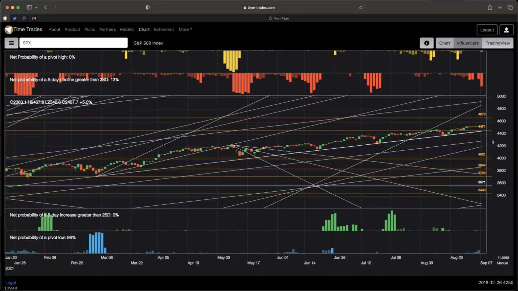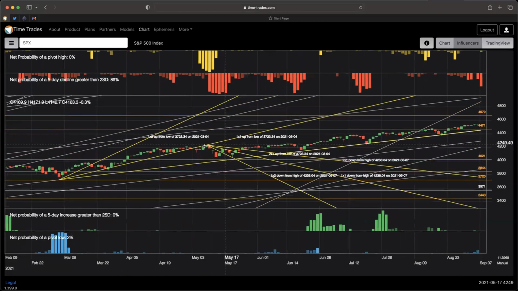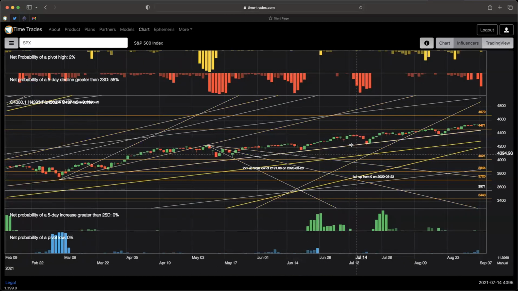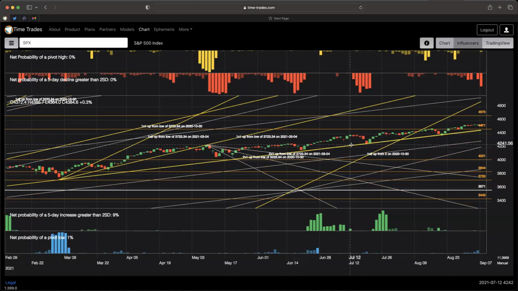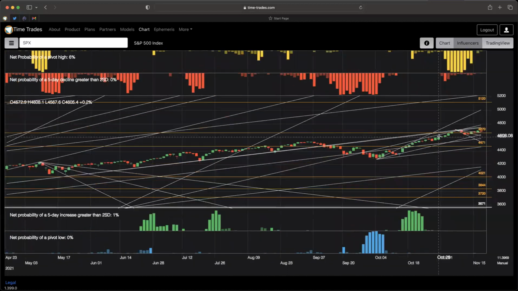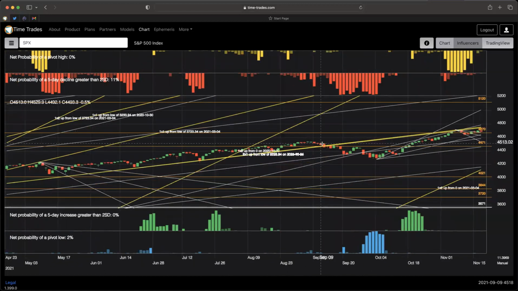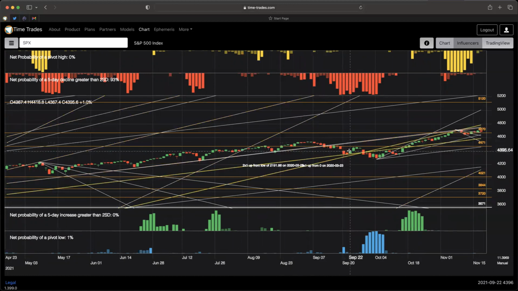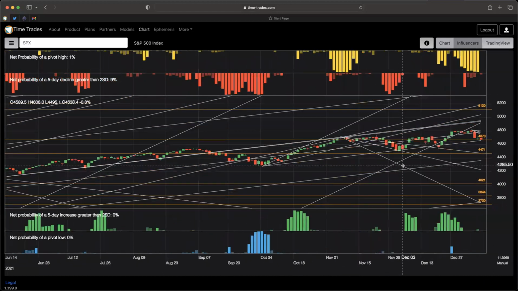I kind of like this setup here, because we've got the 1x1 line touching this pivot high here, and we've got this lower line, which is the 2x1 up. It is getting some nice touches here and here and here. And then a break of this lower 2x1 indicates lower prices down here.